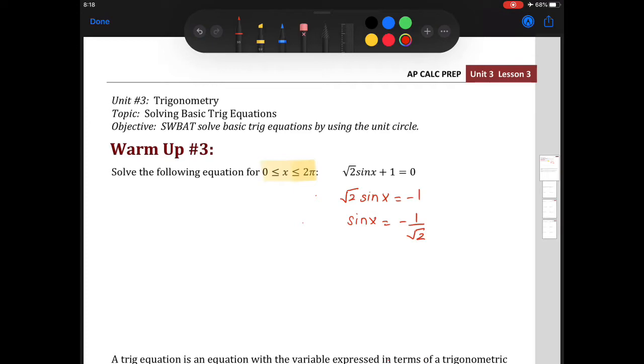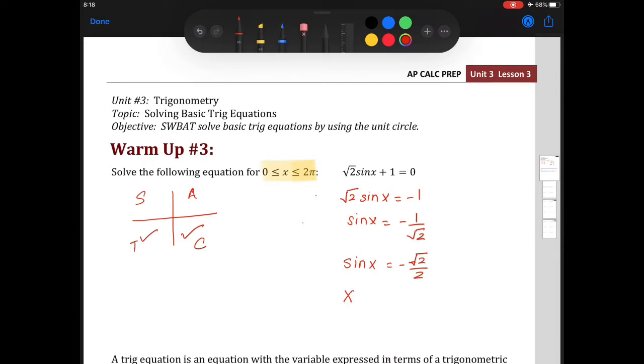So I got sine x equals -1 over rad 2, which is the same thing as what? Negative rad 2 over 2, right? You have to rationalize it. So first of all, I got a negative value. So where is sine negative? It is negative in the third and fourth quadrant. Sine is positive in the first and second, right? Based on our ASTC. So if you want to write that down, you surely can.